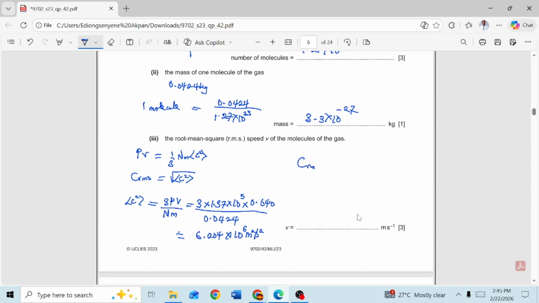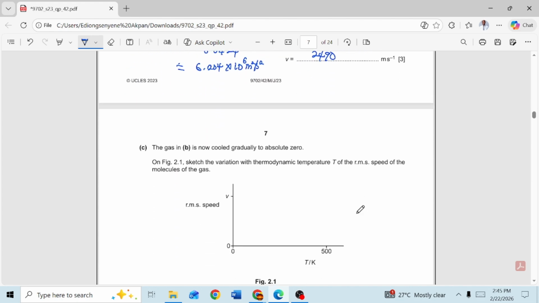We say root mean square, which is equivalent to v, equal to square root of mean square speed. This is square root of 6.204 times 10 raised to the power of 6. This gives us 2490 meter per second. This is what you will write here. Alright, let's get to the next question.